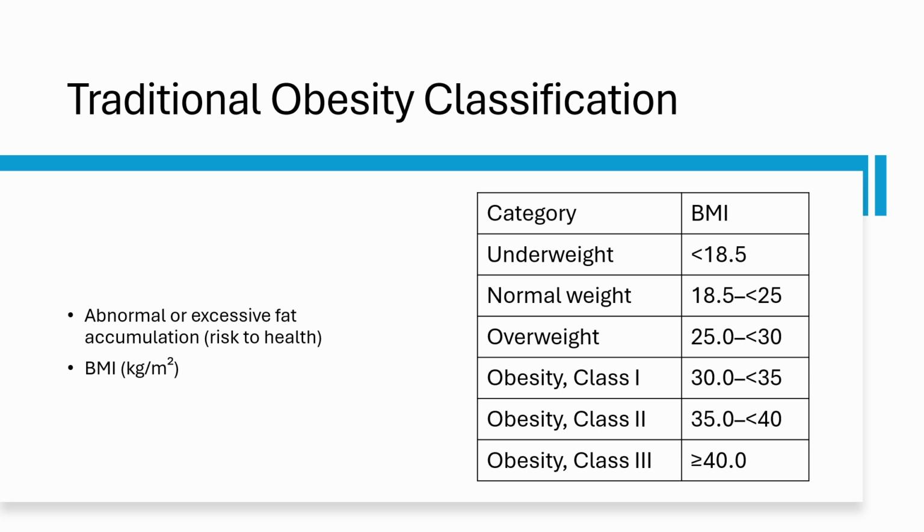Most U.S. guidelines, including the American College of Cardiology, American Heart Association, the Obesity Society, and the American Association of Clinical Endocrinology, define obesity as a BMI of greater than or equal to 30 kilograms per meter squared.